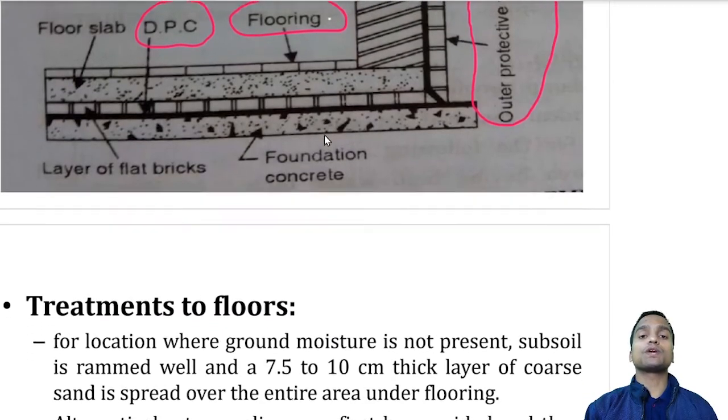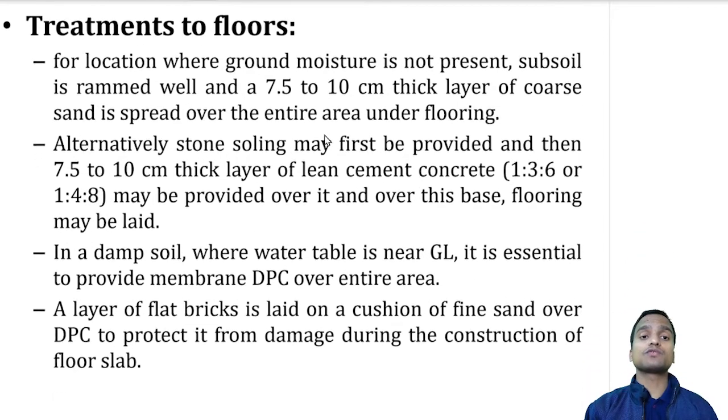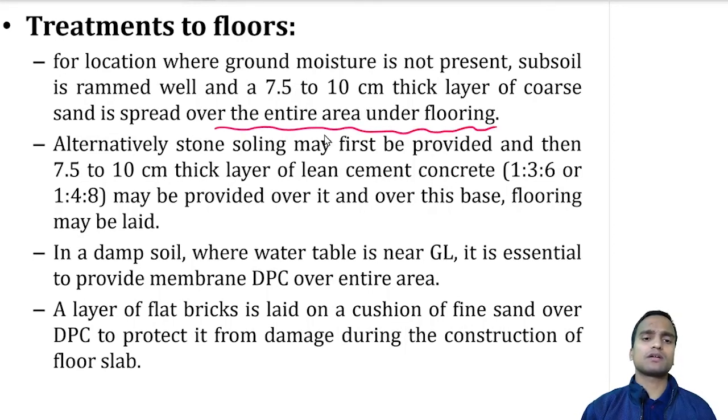Okay, so now we come to the damp proofing treatment to the floors. So for locations where ground moisture is not present, subsoil is rammed well, and a coarse sand is spread over the entire area under flooring. Okay, this is normally being done. Or alternatively, stone soling may first be provided, and then we apply a thick layer of lean cement concrete over it, and over this base flooring may be laid.